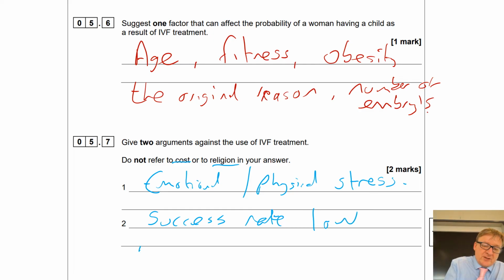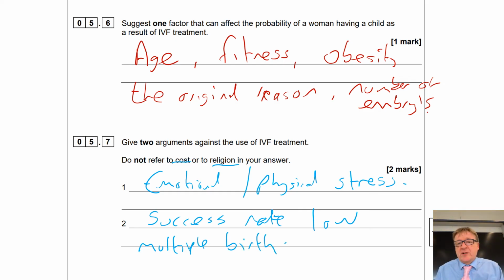And the other one is you could maybe get multiple births. Okay, so what you might do is you might just get two embryos, make 2 eggs.